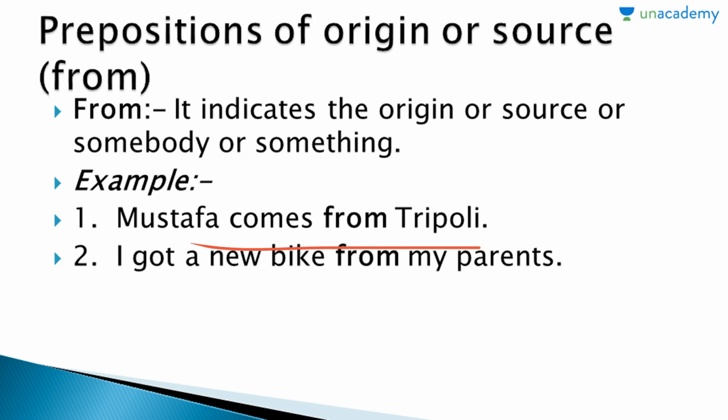In the later chapters I have discussed it in elaborate detail. So for is being discussed there also, and from is being discussed there also, and you'll get to know it better in the next videos. I got a new bike from my parents. Again, the source of the bike is obviously the parents, so from my parents.